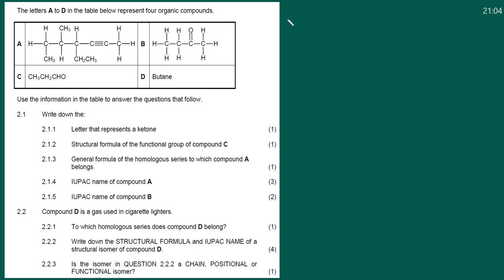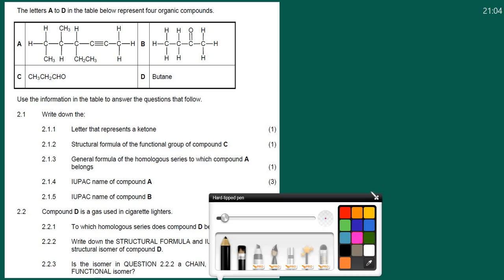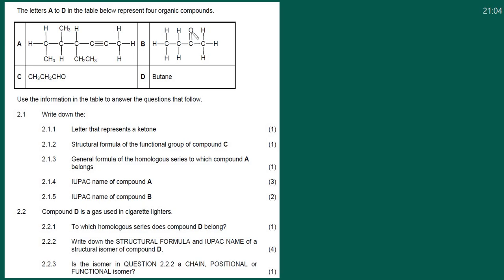For ketone, isn't it carbonyl? I think it's carbonyl or carboxyl. Carbonyl. Yeah, that's correct. It is carbonyl. Actually, carbonyl is this part, oxygen bonded to carbon, okay? We call this a carbonyl group.